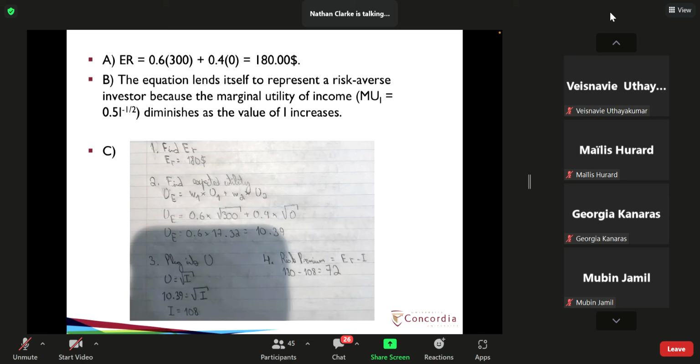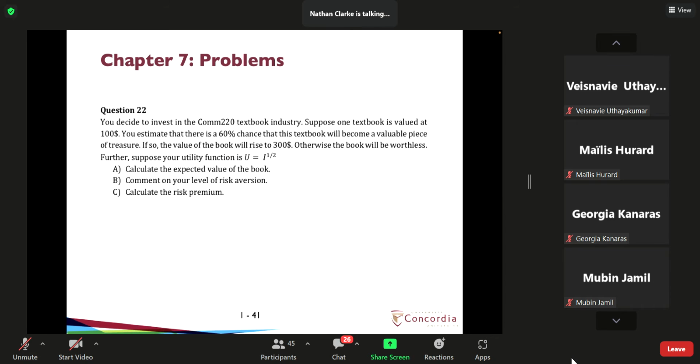You do the weighted average. You'll find that the expected return on your book is about 180. Then part B says comment on this person's level of risk aversion. Again, you should know the person's risk aversion just by looking at their formula. This person's formula has an exponent of 0.5, so they're risk averse.